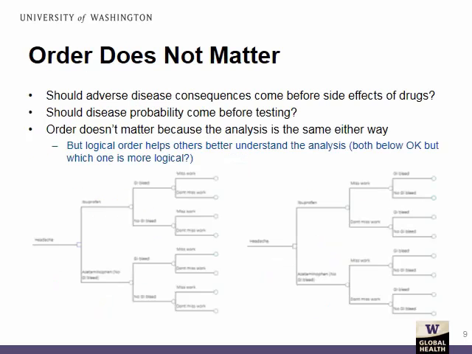Let's now talk about the idea that order does not matter. For example, should adverse disease consequences come before side effects of a drug as you build a model? And should disease probability come before testing for the disease? The order doesn't matter because the analysis is the same either way. If you do the mathematics, the multiplication of branch probabilities and the rollback, it doesn't matter. But it's better to have a logical flow.